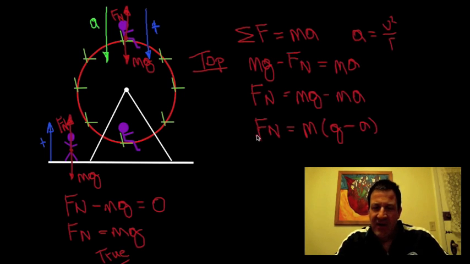So you can see if we calculate Fn, we're going to get a value that's less than our true weight. So if we had a scale and we brought it on the Ferris wheel and we sat on the scale, it would read less than our weight when we're here at the top of the Ferris wheel by a factor of minus a. Okay? Try the same thing for the bottom.